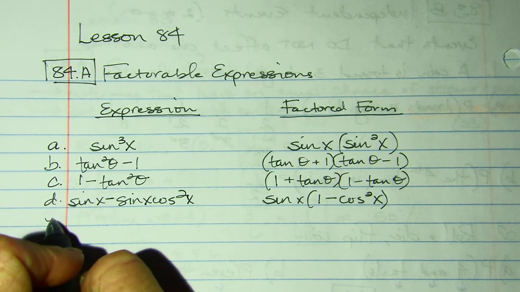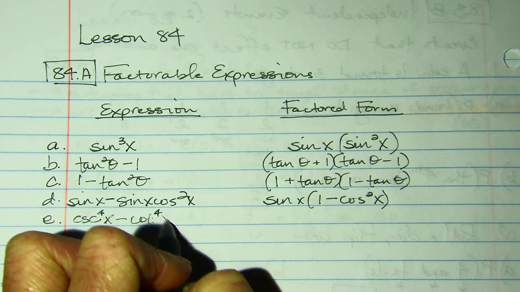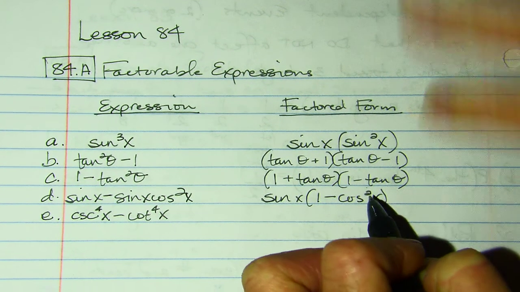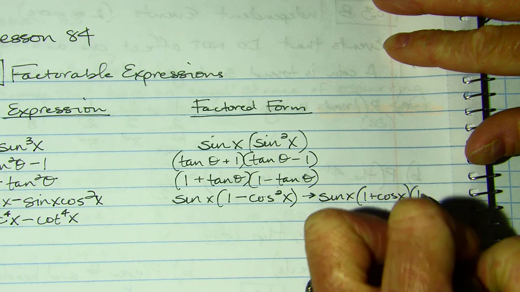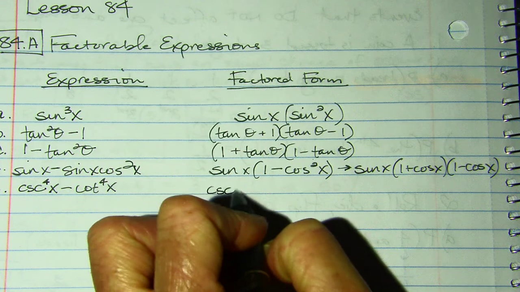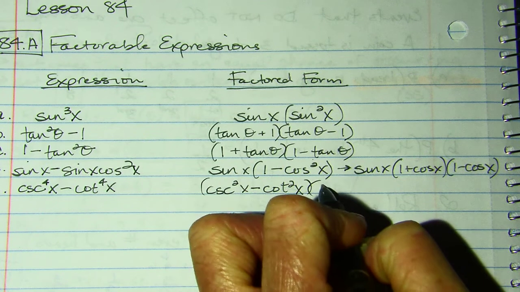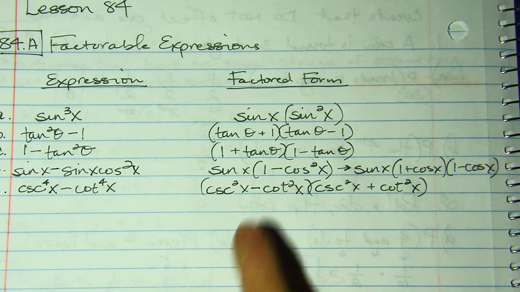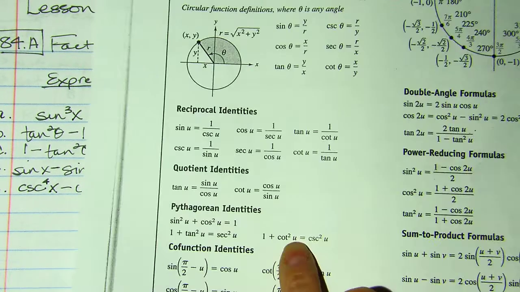So moving on. If I have cosecant to the fourth of x minus cotangent fourth of x, that is also a difference of two squares. This one up here could have been broken down further: sine of x times 1 plus the cosine of x times 1 minus the cosine of x, right? Because this is a difference of two squares. And so is this. This would be the cosecant squared of x minus the cotangent squared of x times the cosecant squared of x plus the cotangent squared of x. And then, of course, this could be broken down further because this is a difference of two squares. But they're using that because of our identity here. Okay.